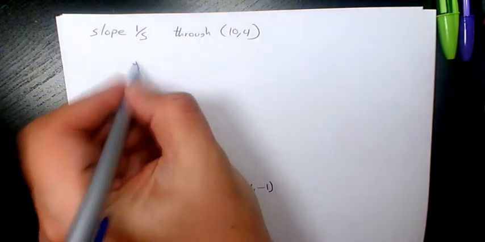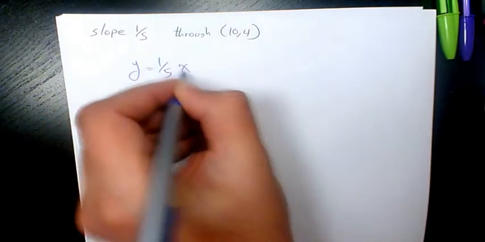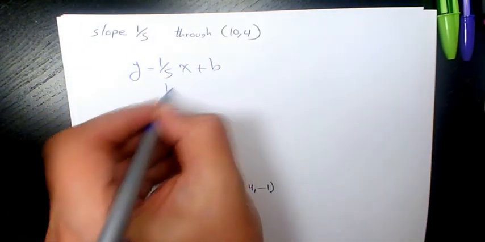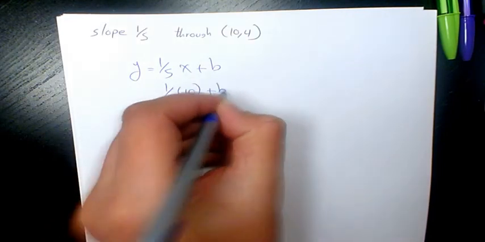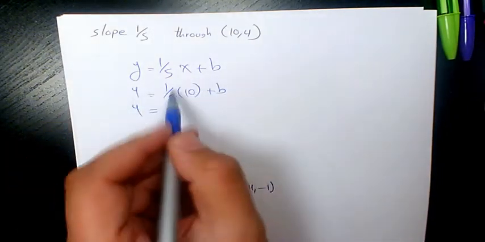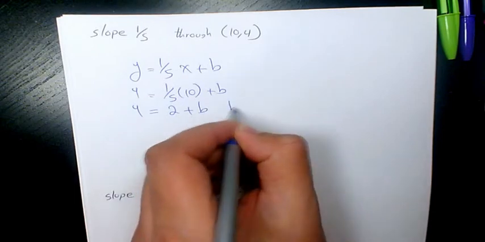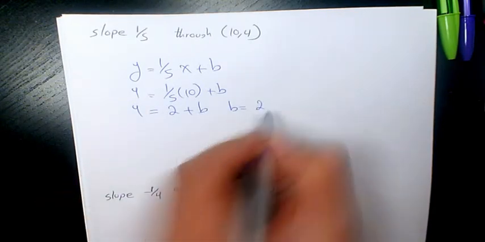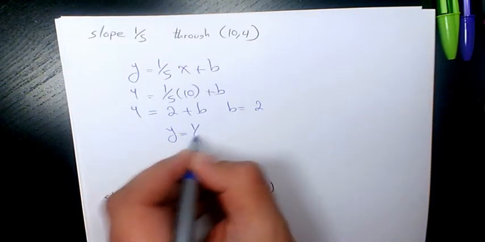This one is going to be y equals 1 over 5x plus b. Points are going to be 1 over 5 times 10 plus b equals 4. So we have 4 equals 10 over 5, which is 2, plus b. So b is 4 minus 2, which is 2. So the equation is y equals 1 over 5x plus 2.